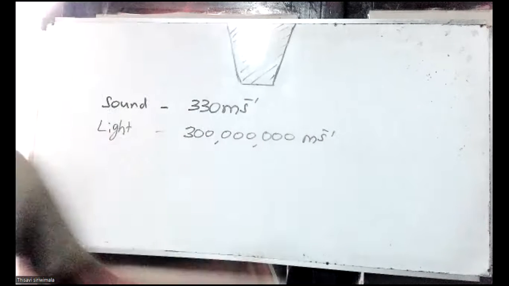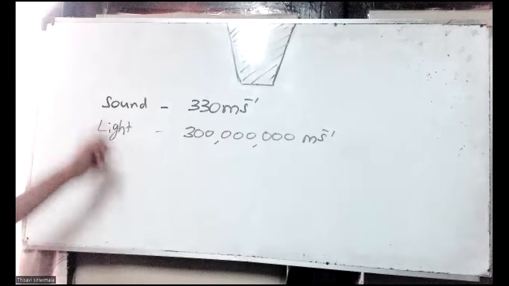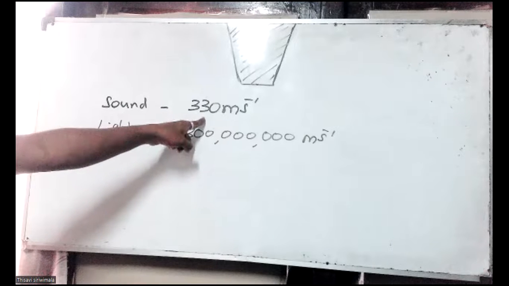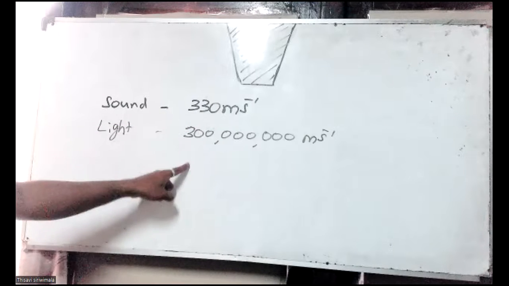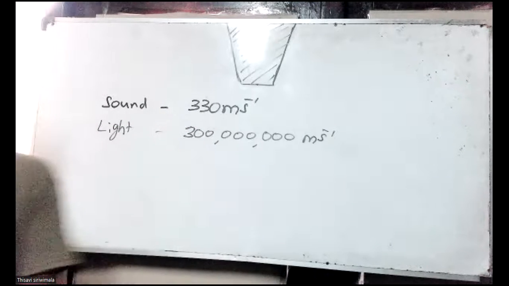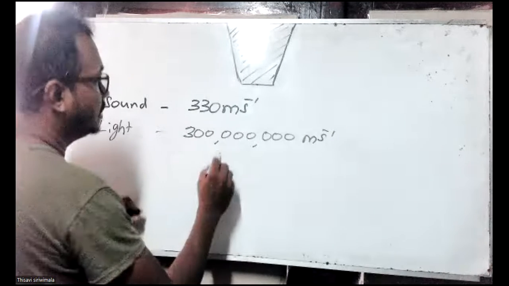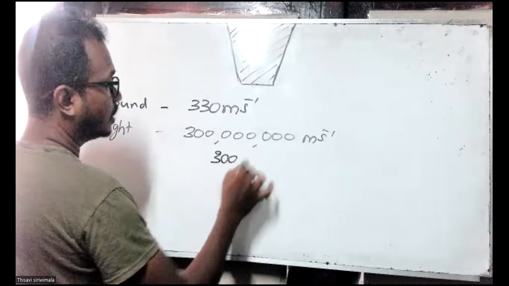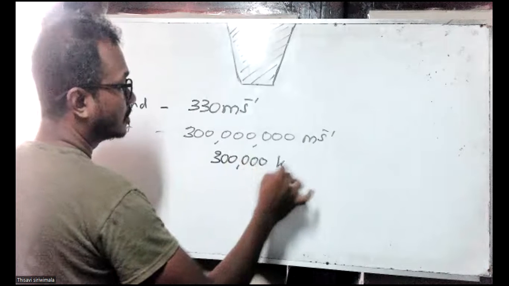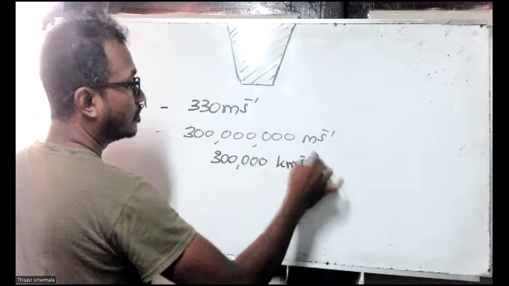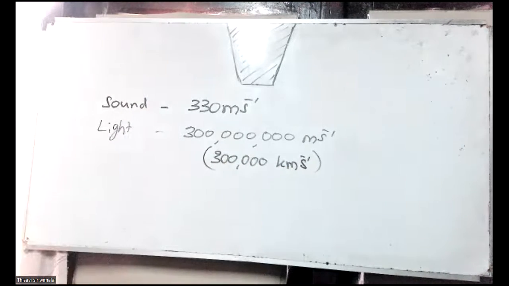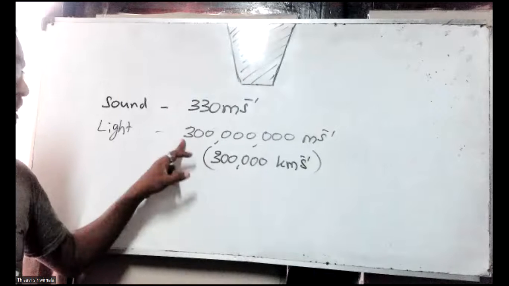Right now you can write the values on the board. Sound speed 330 meters per second, light speed 300 million meters per second, or else easily 300,000 kilometers per second. Both are the same. But this is more understandable when compared with this one.